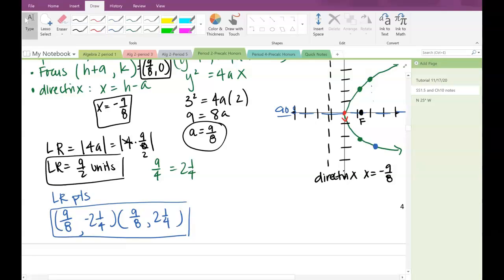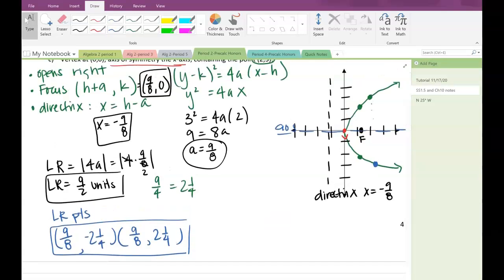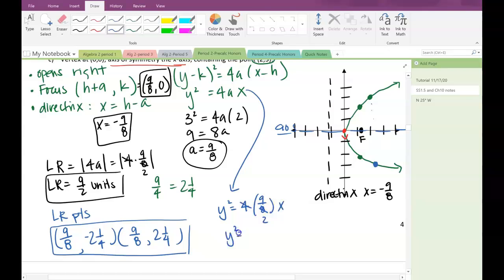Okay, so make sure we have our equation boxed up, which we don't. Let's go and take this down here. y squared equals 4 times a, which was 9/8, x, and so that's y squared equals 9/2 x, and box that up just like that.